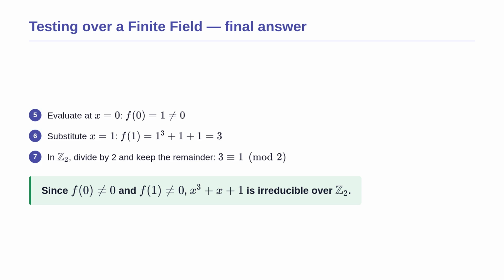Next, we test the only other number in our field, which is 1. Plugging in 1 gives us 1 plus 1 plus 1, which equals 3 in normal arithmetic. However, we are working in Z2, where we divide by 2 and only keep the remainder. 3 divided by 2 leaves a remainder of 1. So the result is also not 0. We have tested every single number in the field and none are roots. Therefore, we can confidently conclude this polynomial is irreducible over Z2.